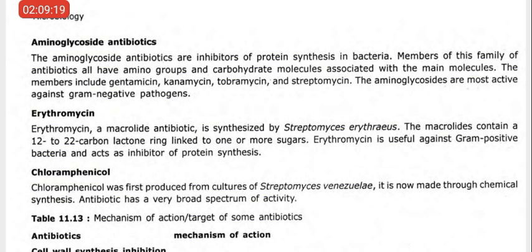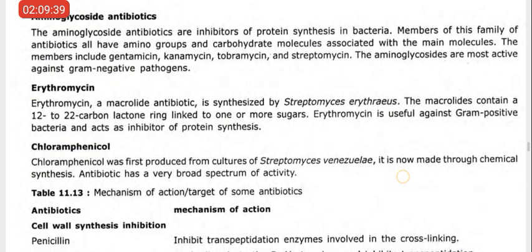Then erythromycin, a macrolide antibiotic, is synthesized by Streptomyces erythraeus. The macrolides contain a 12 to 22 carbon lactone ring linked to one or more sugars. Erythromycin is useful against gram-positive bacteria and acts as an inhibitor of protein synthesis.